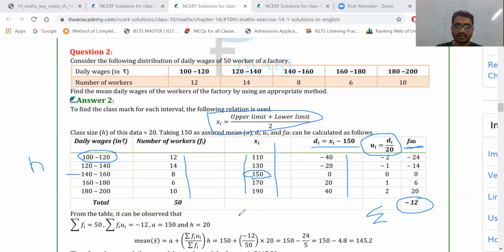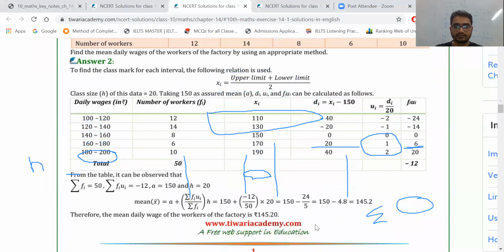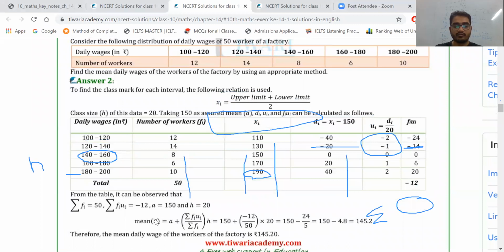Okay, now putting this value into the sum, what you are getting? As in this formula you can see, mean x bar is equal to A plus sigma fiui upon sigma fi into h, where h is 20. So solving this, you are getting your answer 145.2.